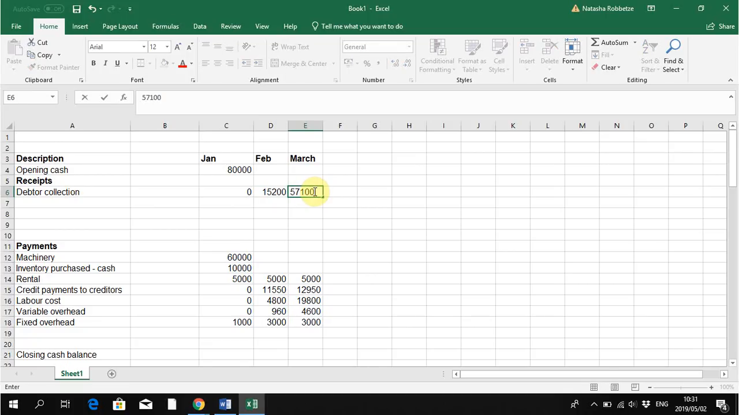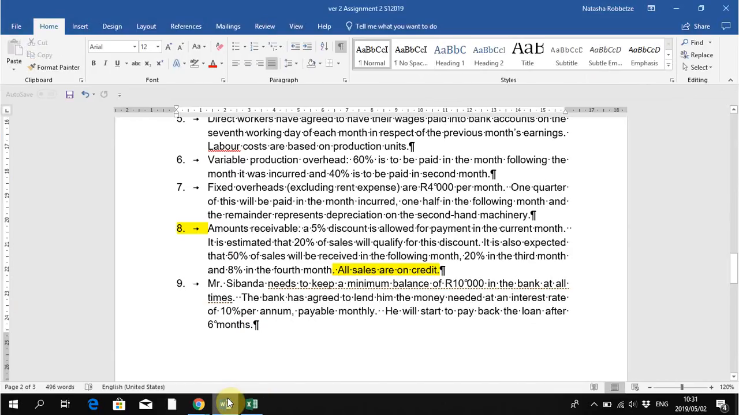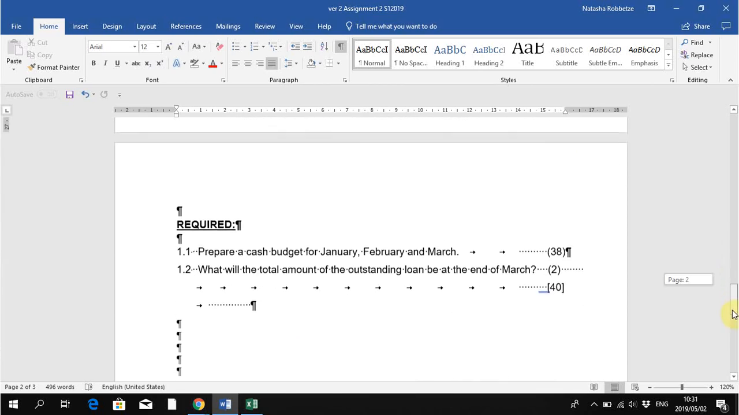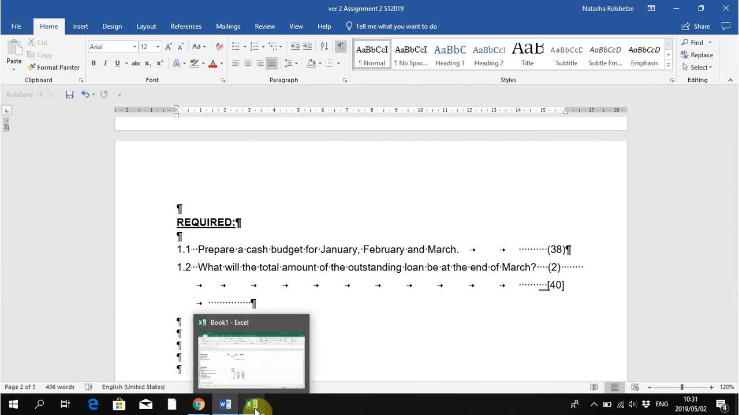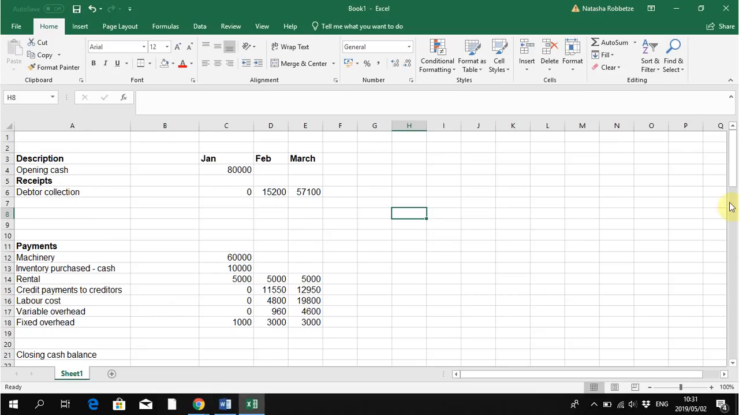57,100 in March. Right, the final note says that we need to maintain a balance of 10,000 Rand in the bank account at all times. So that's the last thing that we then need to go and check for to see if we need to make a loan. So we're going to first see, but what is then the sum of the payments in January?